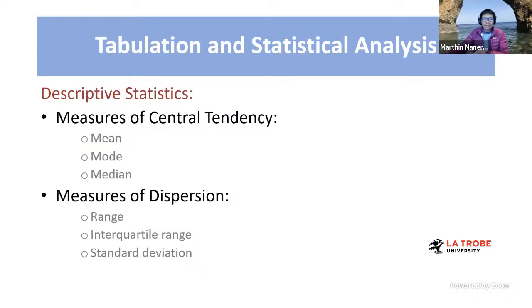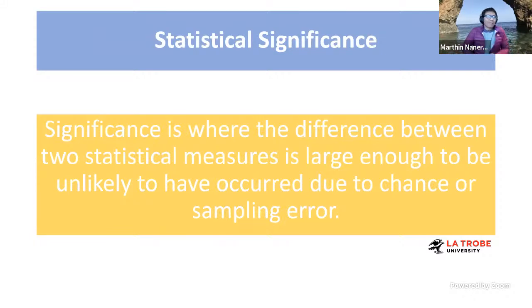Statistical significance, it's important to understand this concept. Significance is where the difference between two statistical measures is large enough to be unlikely to have occurred due to chance or sampling error.